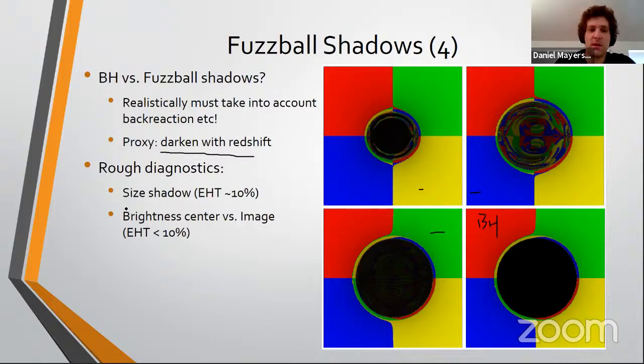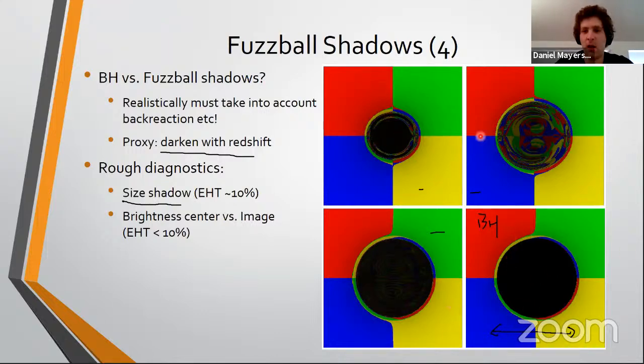In particular, you can compare the size of the shadow, because there's, let's say, roughly a 10% error or uncertainty in the actual size that the EHT measures on the shadow of a black hole. And you can also measure the brightness at the center of the image. Roughly, there's an upper bound that the brightness at the center here is 10% of the brightness of the rest of the image.